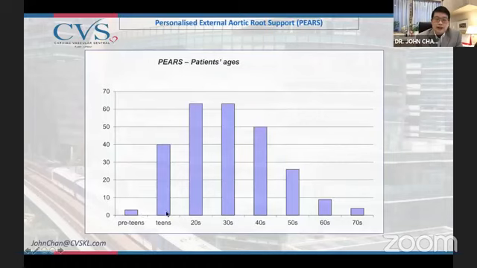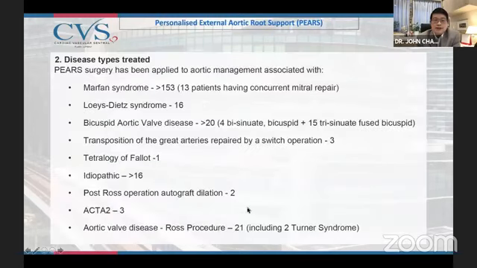And this is the age range of the patients treated. This is a condition which affects the younger age group. So most of the patients are between the age of 20 to 40 years of age. And this is the range of conditions treated. Most of them have Marfan syndrome, which is a connective tissue disease. Then some have Loeys-Dietz syndrome, bicuspid aortic valve disease, and so on.